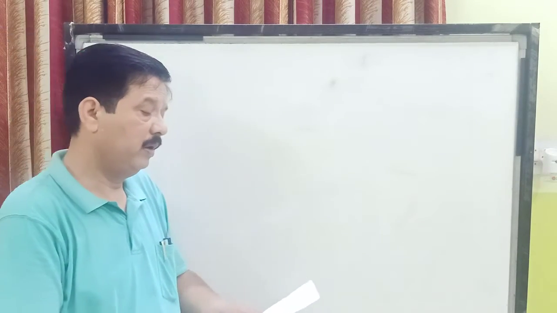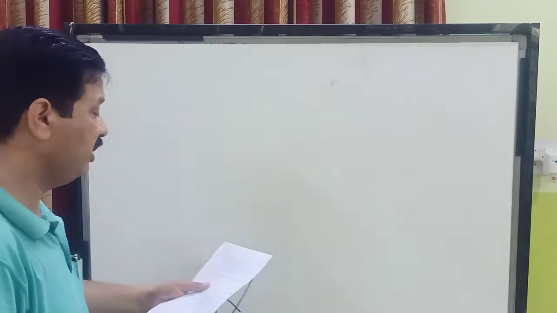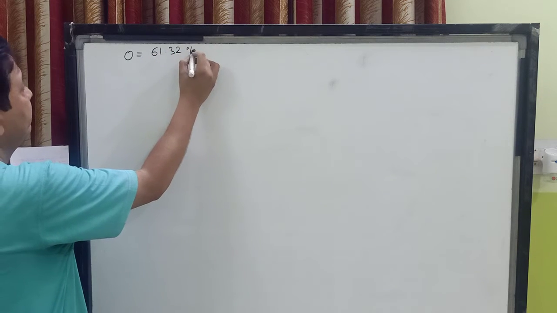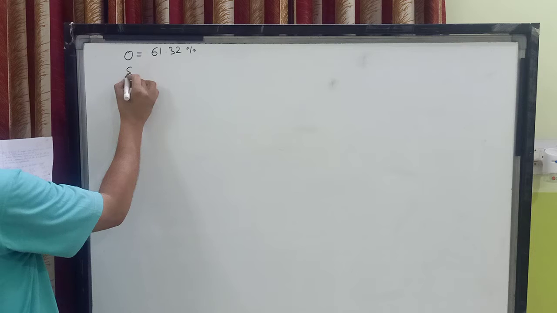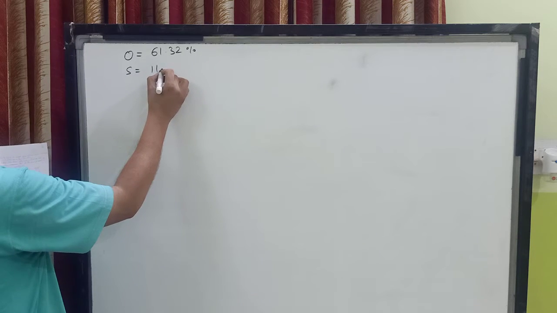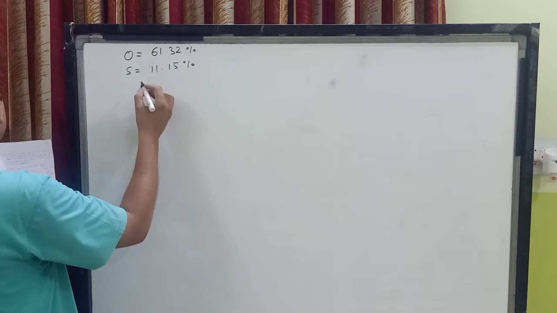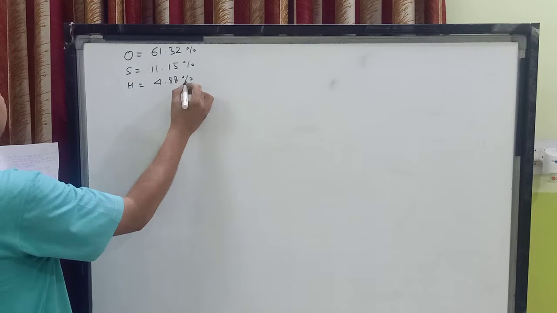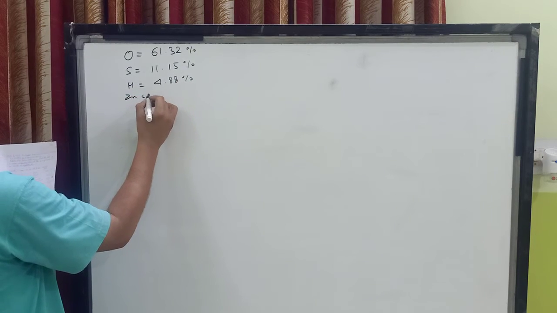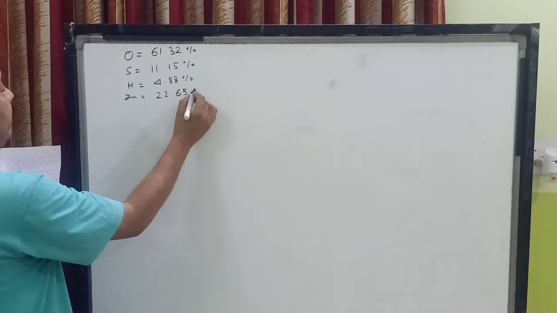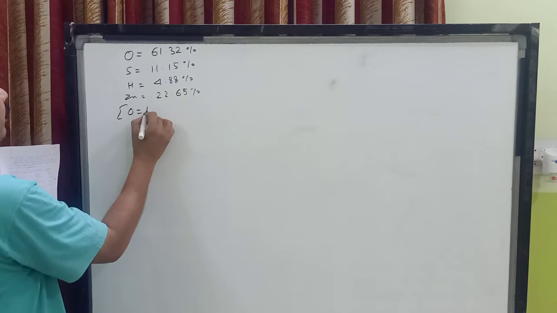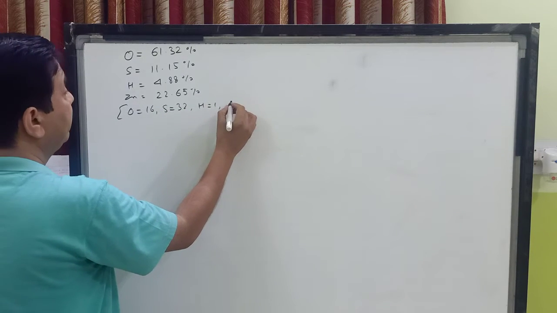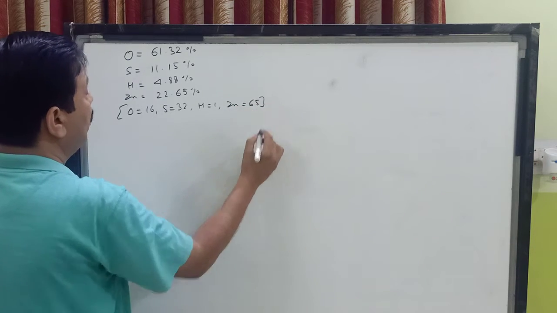So the question says like that: a compound has oxygen 61.32%, sulfur 11.15%, hydrogen 4.88%, and zinc 22.65%. And children, the atomic weight of oxygen is 16, sulfur is 32, hydrogen is 1, and zinc is 65. So atomic weights are given.